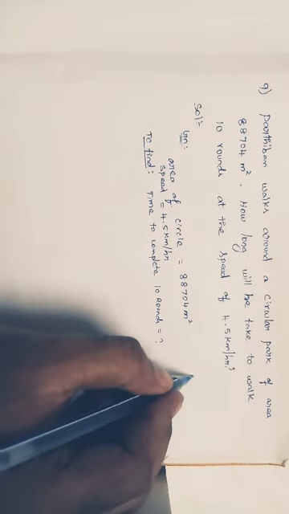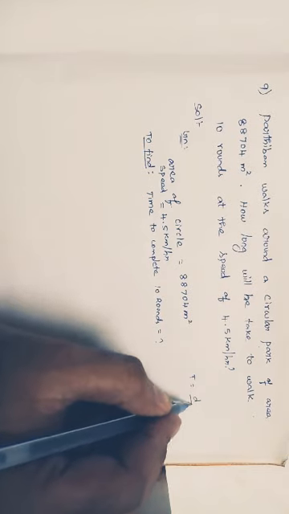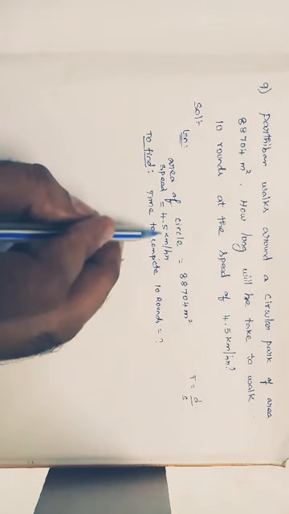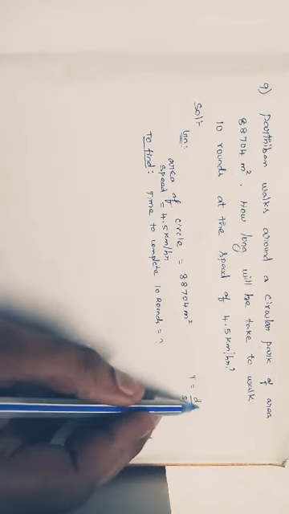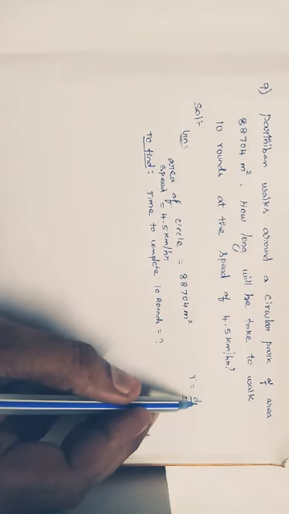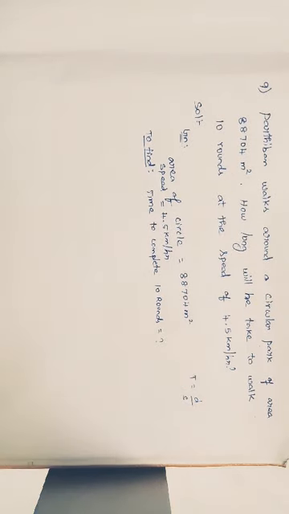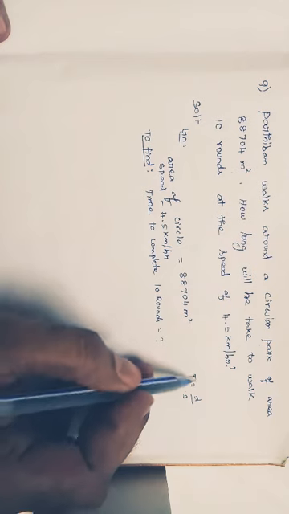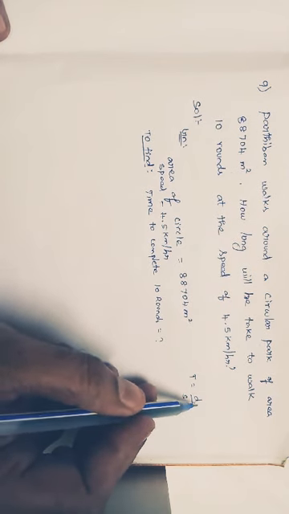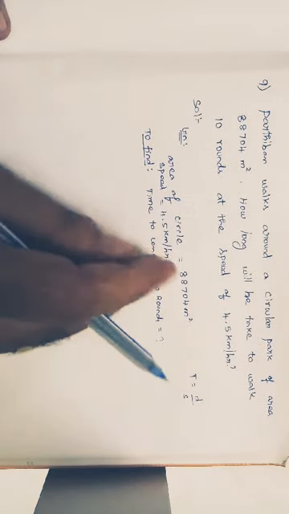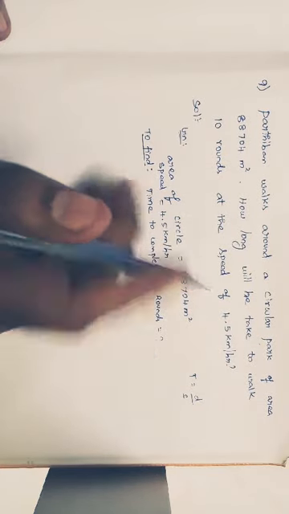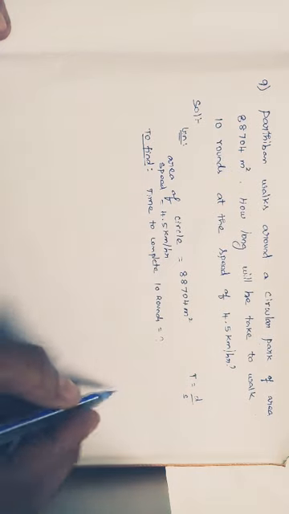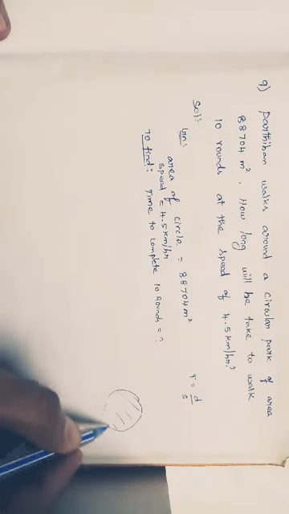So we already know the formula: time is equal to distance divided by speed. We know the speed in terms of kilometer per hour. So we need to find how much distance he has covered in 10 rounds. If we find that, then distance divided by speed is equal to time. So first we want to find the distance. How do we find the distance? Just see the given. They are giving a clue. What is the clue? Area of a circle, right?